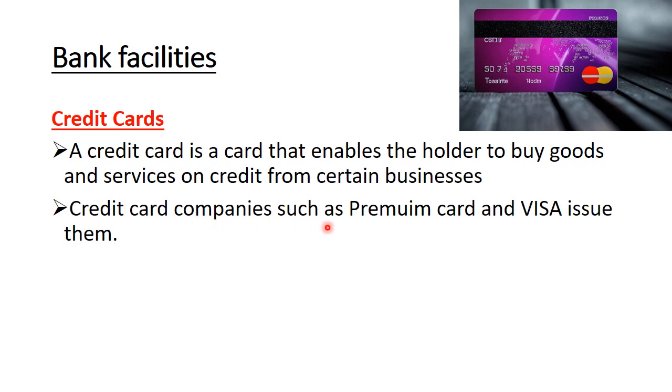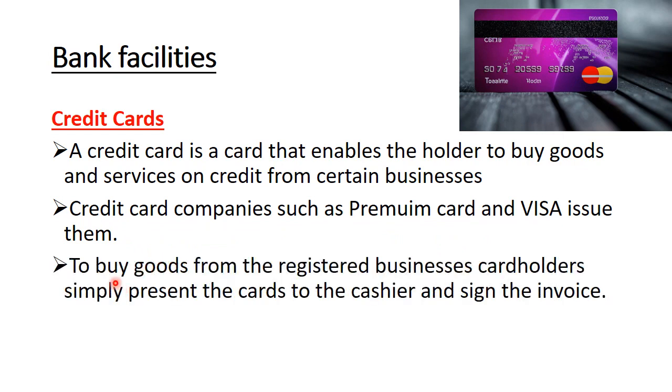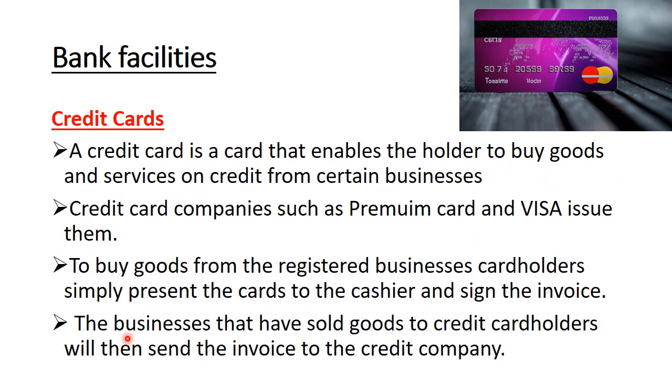So credit card companies such as Premium Card and Visa issue the cards. So these credit card companies are the ones that give people the cards. So to buy goods from the registered business card holders, simply present the cards to the cashier and sign the invoice. That's all. Then the business that has sold goods to credit card holders will then send the invoice to the credit company. Okay, so the stages are simple.